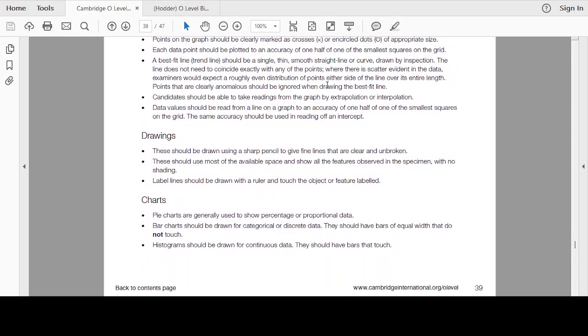A best fit line should be a single thin smooth line or curve drawn by inspection. So the line does not need to coincide exactly with any of the points. So, best fit means it should pass through 3 points at least. No, maybe it's not passing through any of the points. Where there is a scatter evident in the data, examiners would expect a roughly even distribution of points on either side of the line over its entire length.